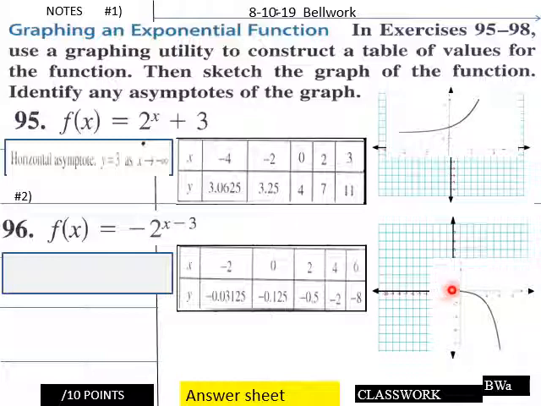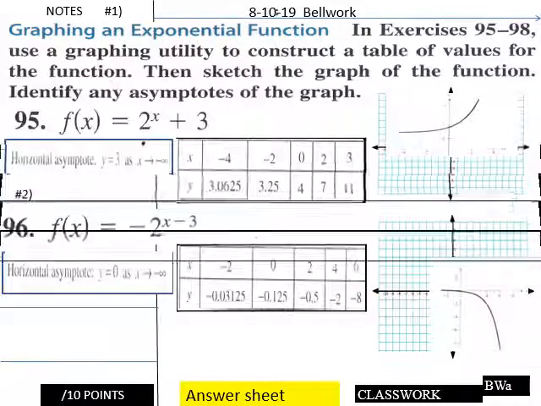Here is your graph for f of x equals negative 2 to the x minus 3, and then the horizontal asymptote will be y equals 0, so the x-axis will be your asymptote, y equals 0 as x goes to negative infinity. So as this goes to negative infinity, you will see that the x-axis is your horizontal asymptote.